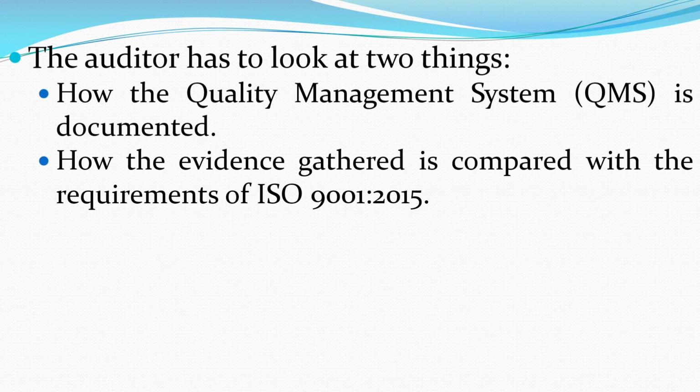In this context, the auditor has to look at two things. What are the two things? How the quality management system, QMS, is documented, and how the evidence gathered is compared with the requirements of ISO 9001:2015.